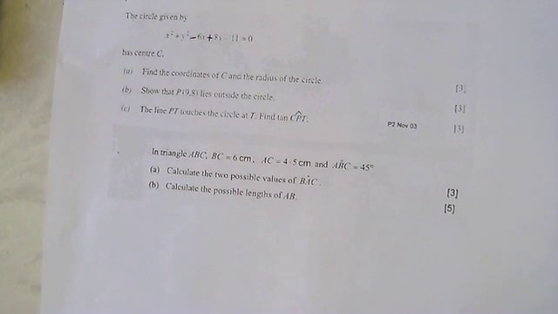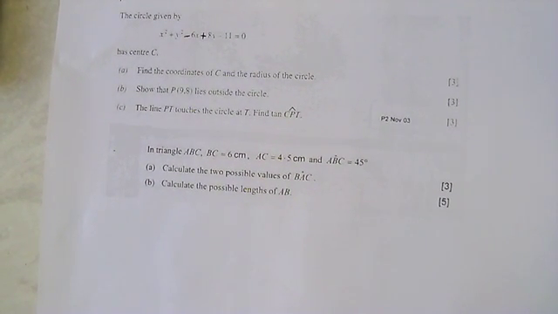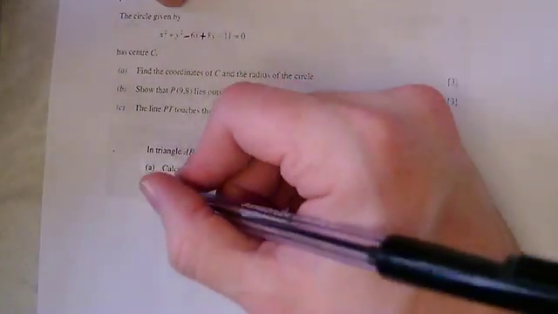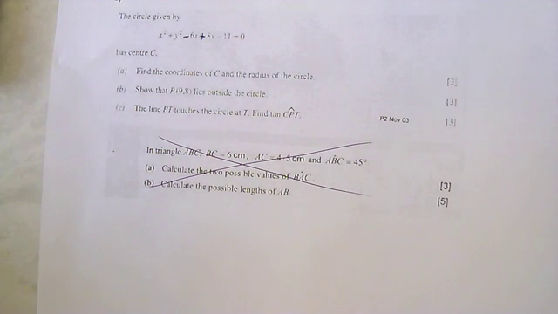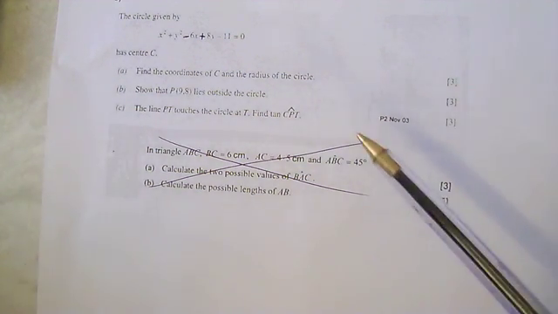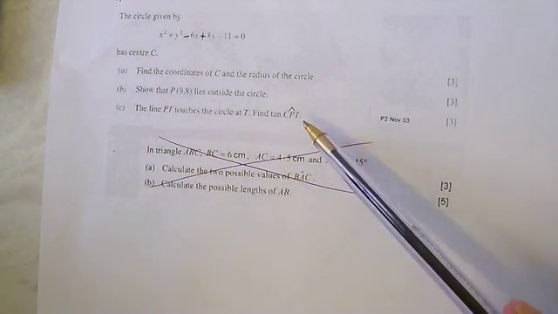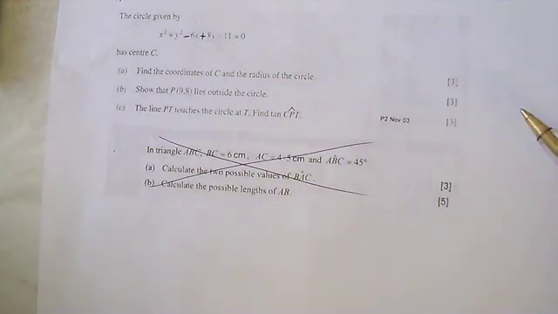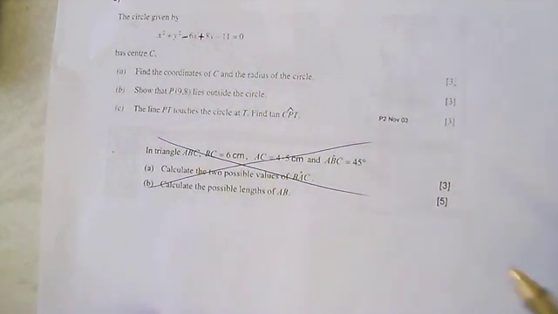Okay, and then finally question 3. So you can see it, I've made those signs stand out a bit more than they currently did. Okay then, it says, oh, this isn't anything to do with it, so I'll just put a line through that. It says find the coordinates of C, pretty straightforward. Show that 9, 8 lies outside the circle. Okay, pretty similar to the last one. And then it says the line PT touches the circle at T. Find tan CPT. Okay, now that sounds hard, and it usually will be, okay?